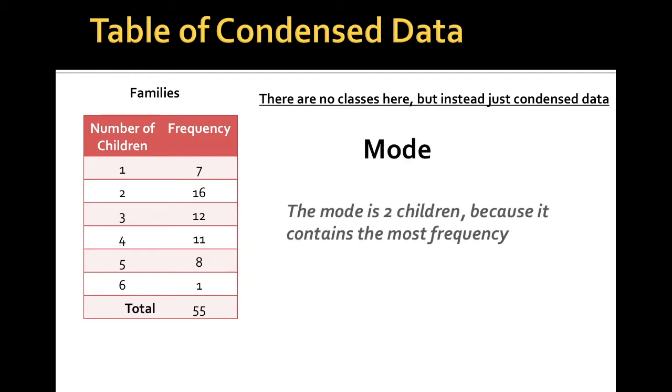The mode is the same thing. It's the one that contains the highest frequency, but instead of giving you an interval, I give you a number. So the mode is 2 children, because it contains the most frequency. So most of the people that I asked had 2 children.